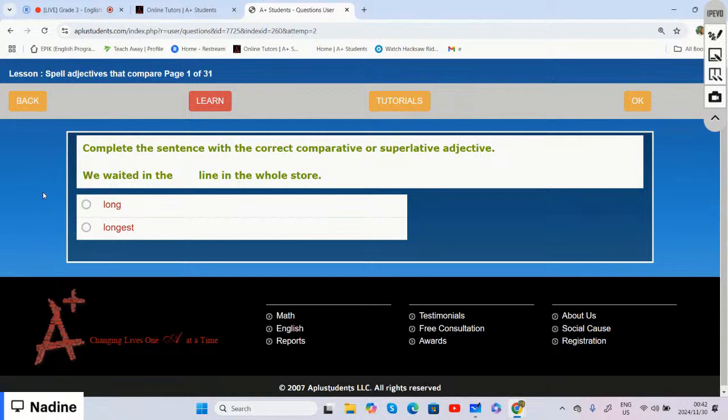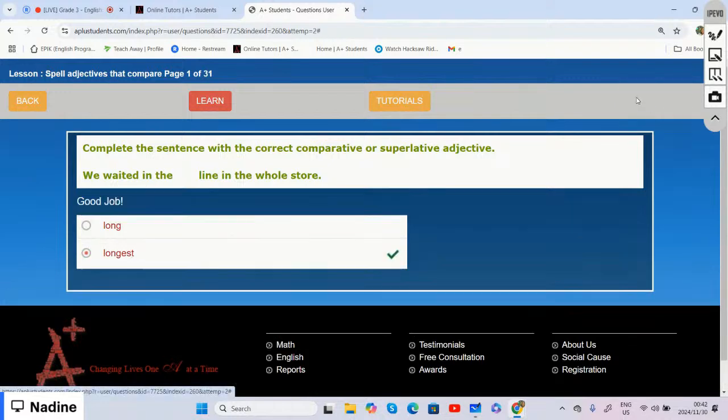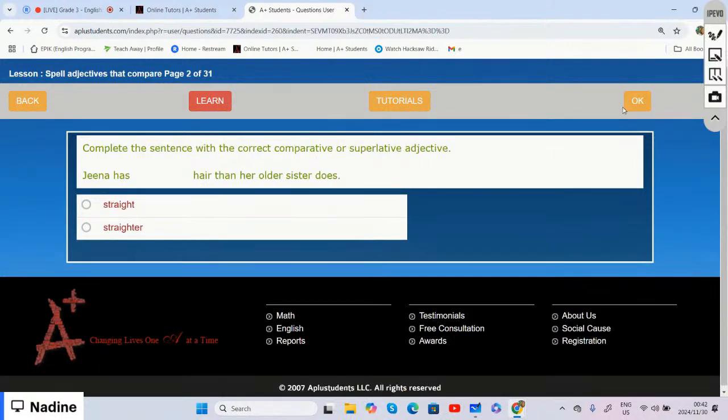All right, and if we were to choose the correct option, we would say we waited in the longest line in the whole store. Well done. Longest is correct.